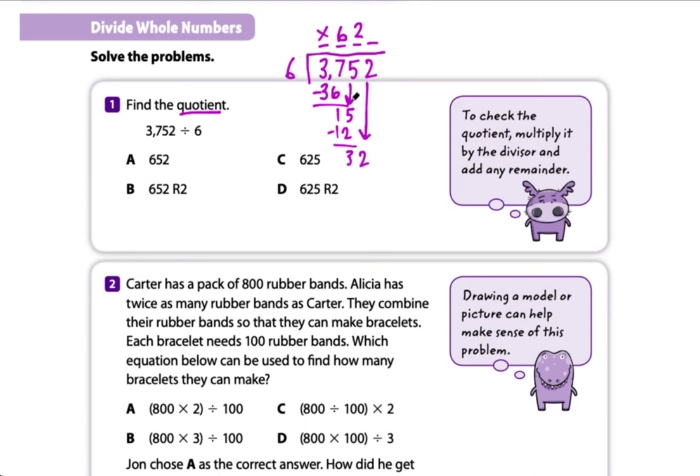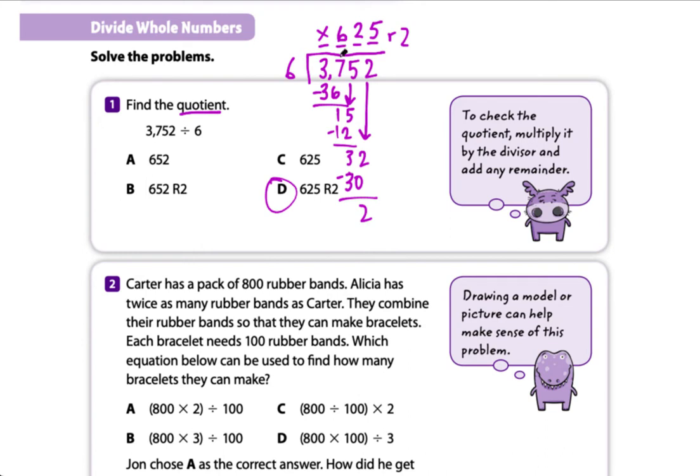32 is not a multiple of 6, so I know I'm going to get a remainder here. 32 divided by 6, that would be 5. 5 times 6 is 30. Make that a little neater. 30. And I subtract, and I get 2, nothing else to bring down, so that is my remainder. 625, remainder 2. There you go, D.